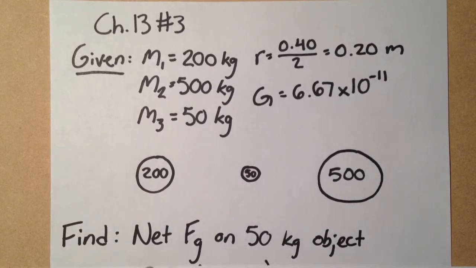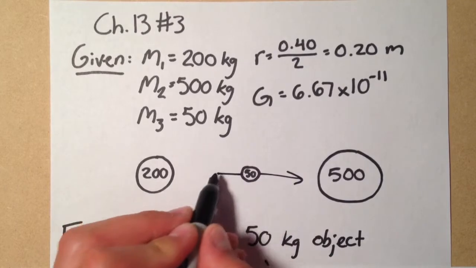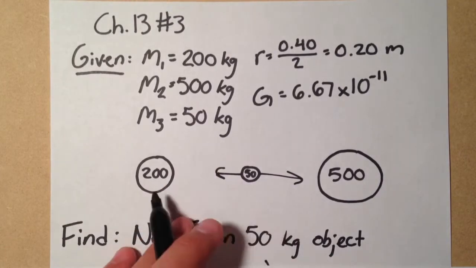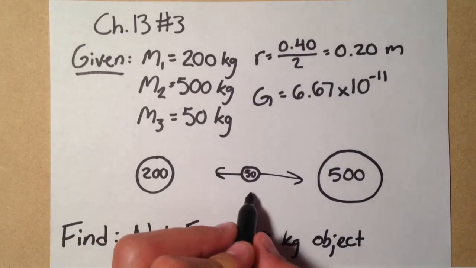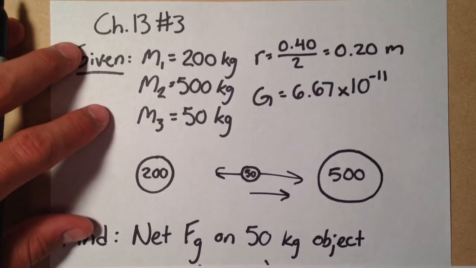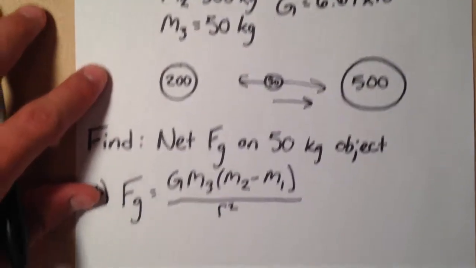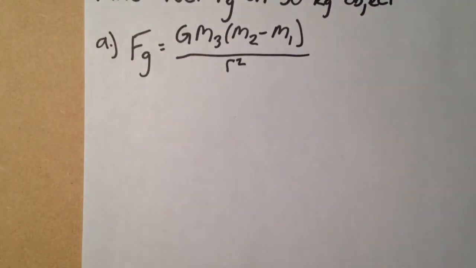And we're finding the net gravitational force acting on the 50 kilogram object. So there's going to be a gravity force going this way towards the 500 and a weaker force going to the 200. So the overall net force is going to be going this way because the 500 has a greater mass than the 200. So we're going to be using our formula Fg equals G times m3 multiplied by m2 minus m1 over r squared.